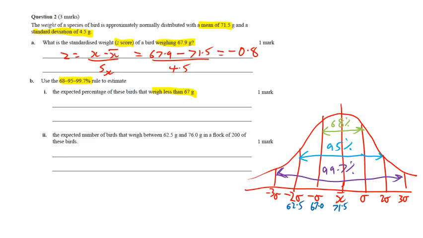Minus another 4.5 is 58.0. And we can go the same thing. So 71.5, the mean, plus 4.5 is 76.0. Plus 4.5 is 80.5. And then plus another one is 85.0. So those are all the actual values for this question for answering that.